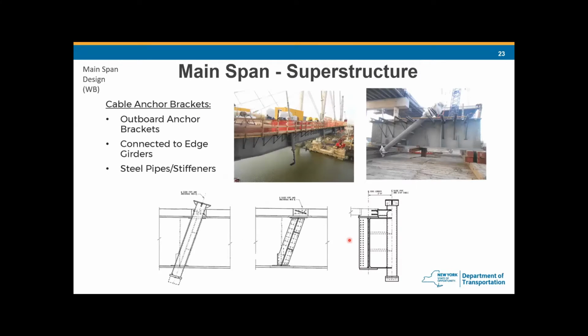And the superstructure cable anchors, again, are outboard from the edge girder. You can see from this view, the cable anchor consists of welded steel plate and steel pipe, and the assembly is put together. Then they are bolted to the web, top flange and bottom flange of the edge girder.